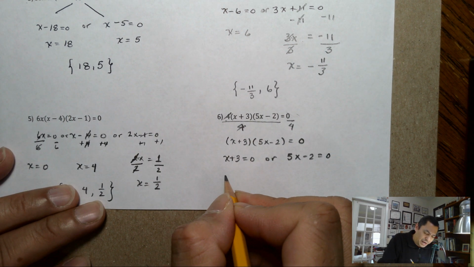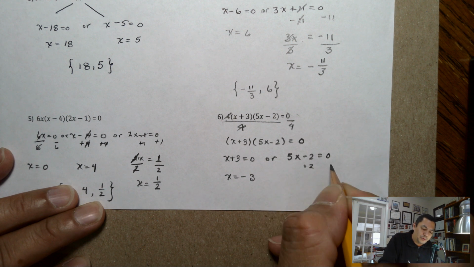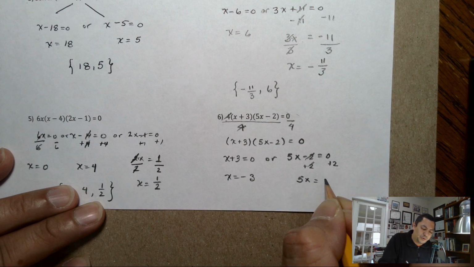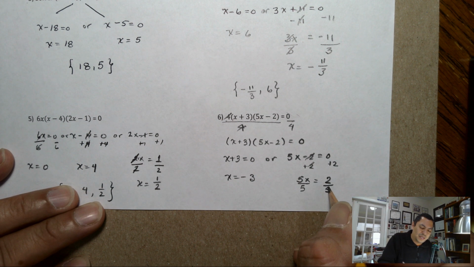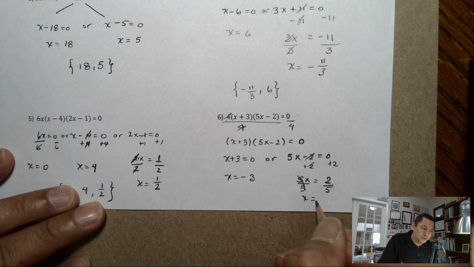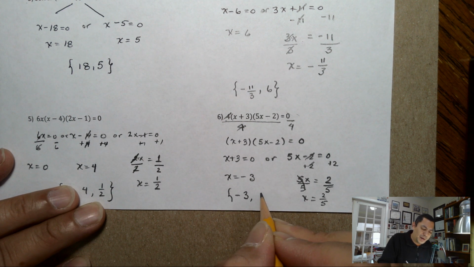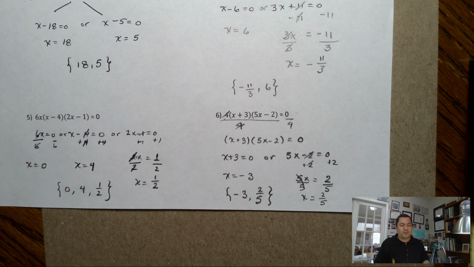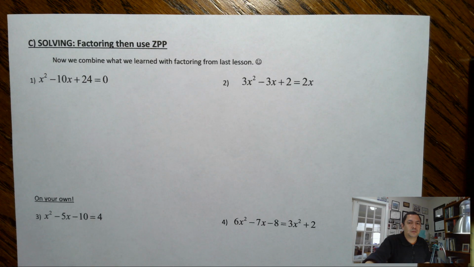So I know here x is equal to negative 3. Then plus 2, these 2 go away. 5x is equal to positive 2. Then we divide by 5 on both sides. So x is equal to 2 over 5. So my solution will be negative 3, comma, 2 over 5. Okay, that's the first part of the notes. So we are going to continue with the next one.